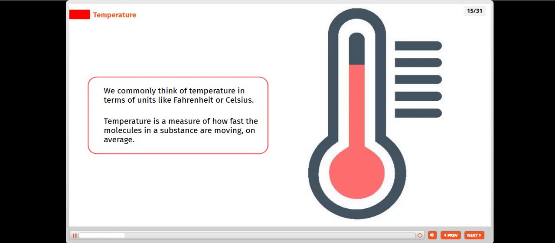We commonly think of temperature in terms of units like Fahrenheit or Celsius. Temperature is a measure of how fast the molecules in a substance are moving, on average.